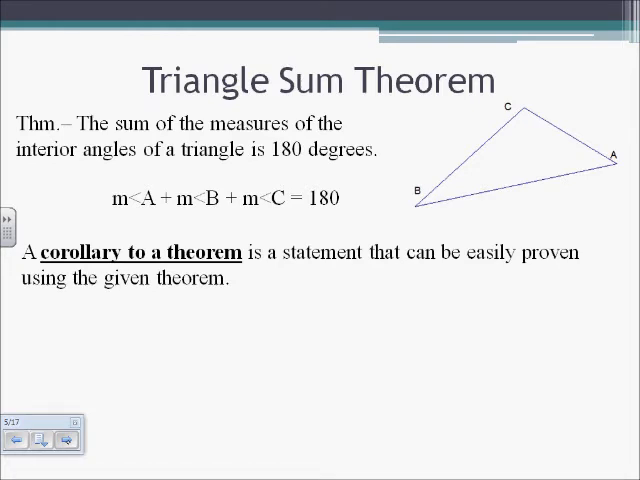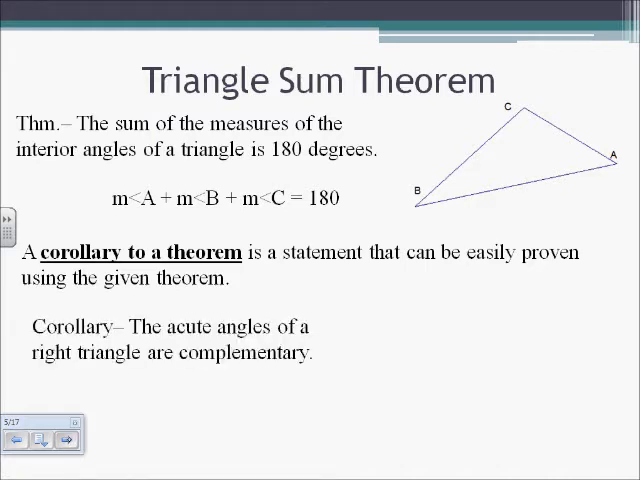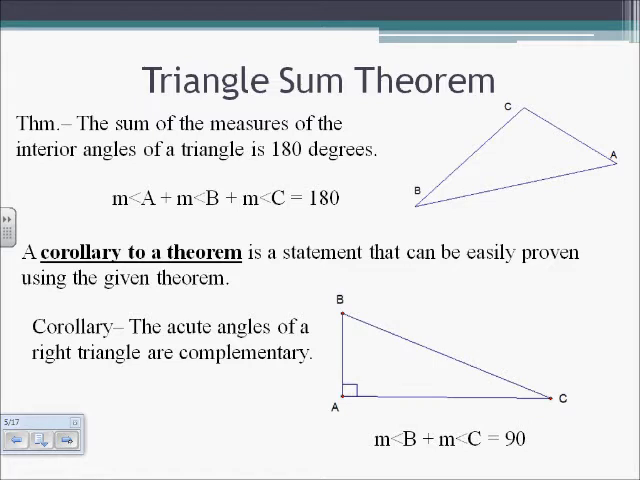A corollary to a theorem is a statement that can be easily proven using the given theorem. A corollary to the triangle sum theorem is that the acute angles of a right triangle are complementary. Meaning, if A is our right angle, then angle B and angle C have to be acute. This is a right triangle. And since A has to equal 90, then B and C added together have to equal 90, because we have 180 degrees in a triangle. So we can prove that corollary.